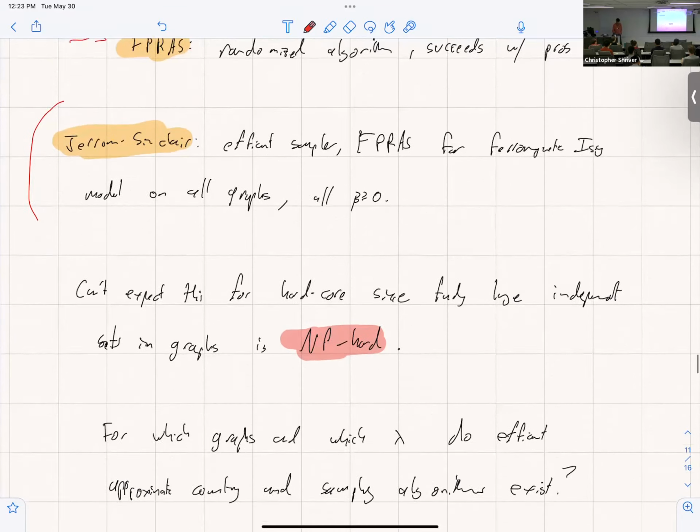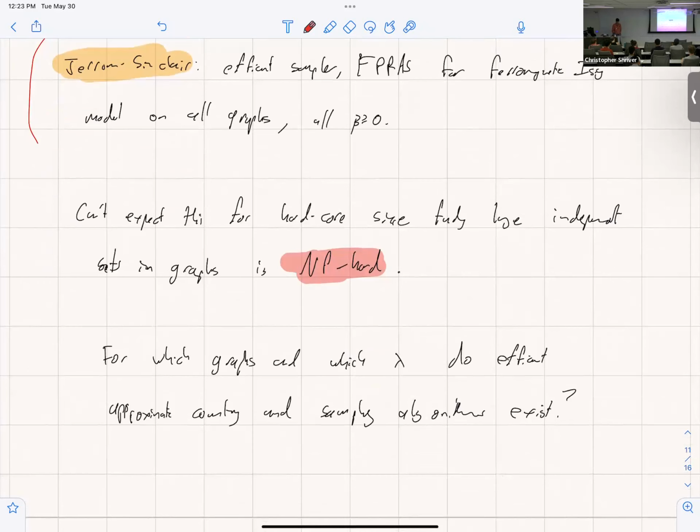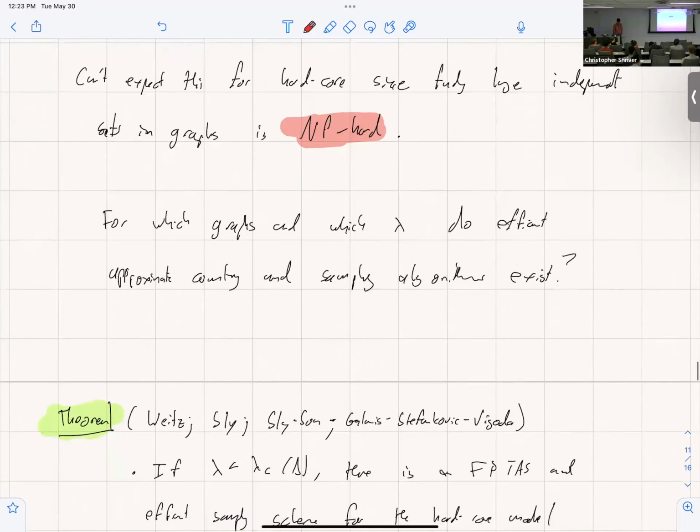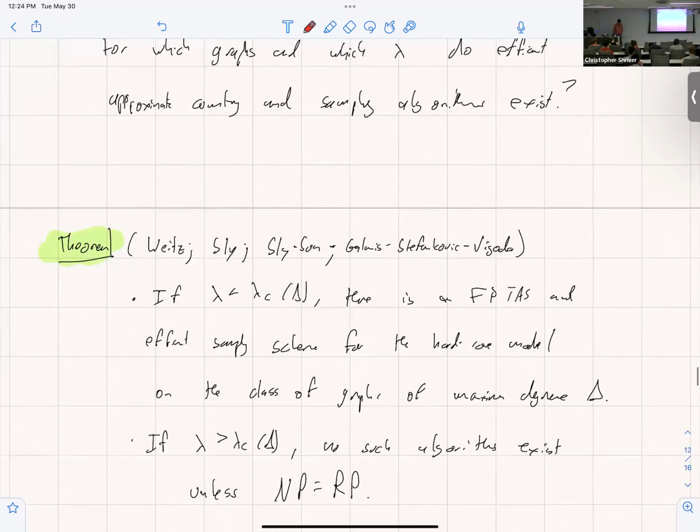But when can we? So that's the question. For which graphs and which lambda can we do these algorithmic problems efficiently? And so here is this result that I wanted to get to by the end. This is due to Weitz, part of the theorem, Sly, another part, and then extending Sly's result to really cover all lambda above, Sly and Sun and Galanis, Štefankovič, and Vigoda.